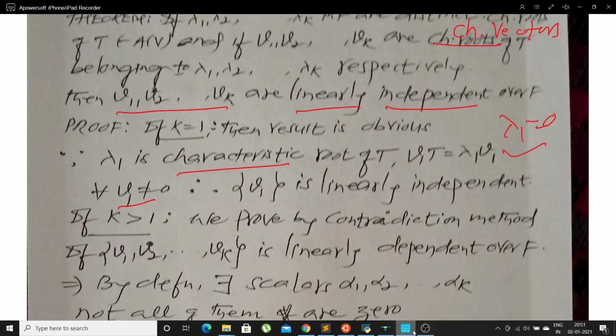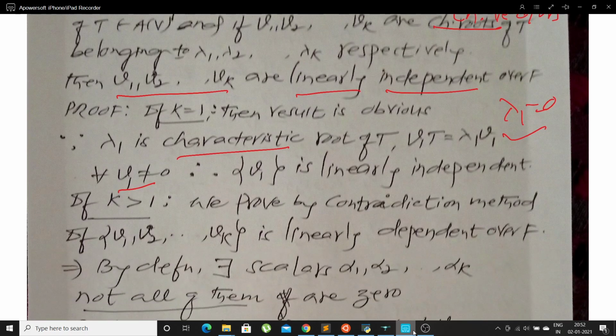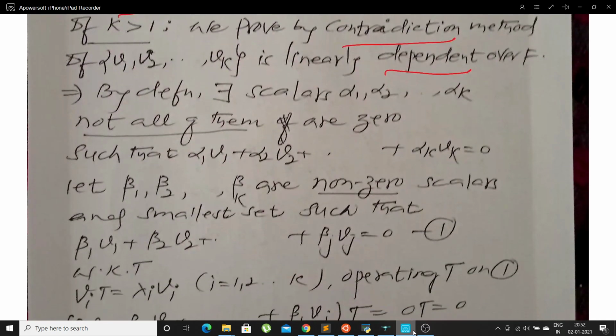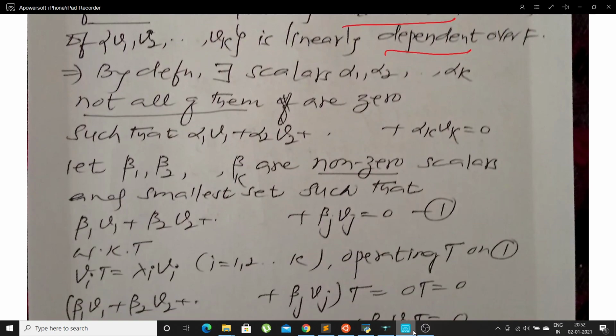If we have more than one vector, what will happen? We prove this result by the contradiction method. Contradiction method means taking the opposite of that. Instead of linearly independent, I have to take linearly dependent. If the vectors are linearly dependent, by definition, you know the definition of linear dependence.